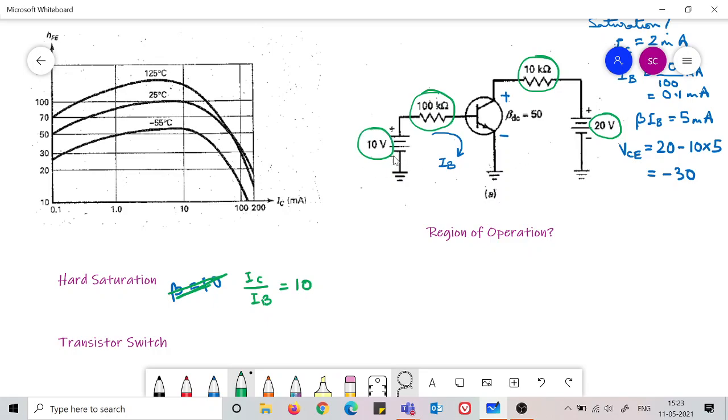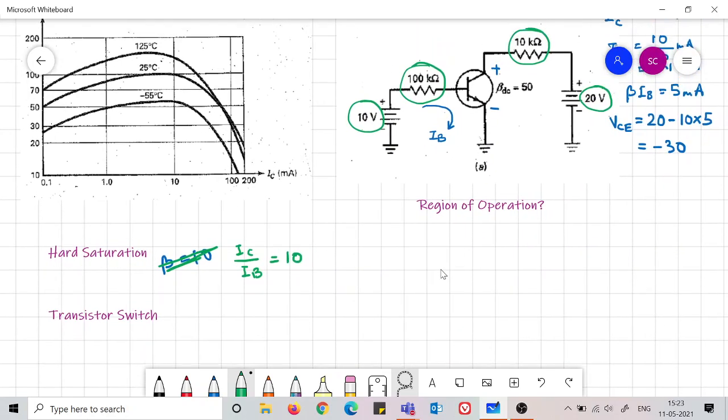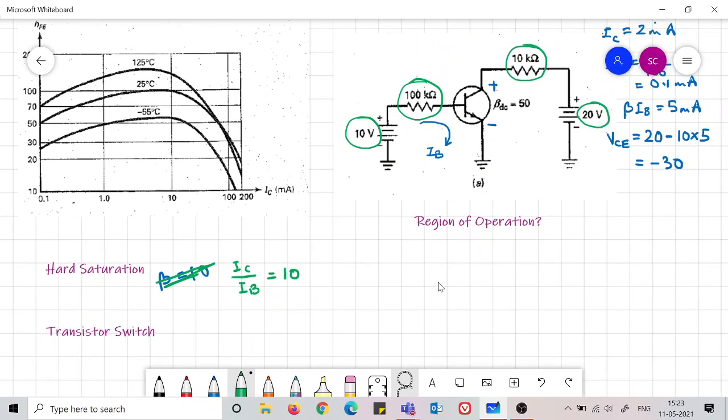When this voltage drops to 0, or we remove the voltage, or we make this voltage negative also, then there is no current in the output and the transistor behaves as an open switch in that case. So this is the transistor switch. This is how the transistor works as a switch.